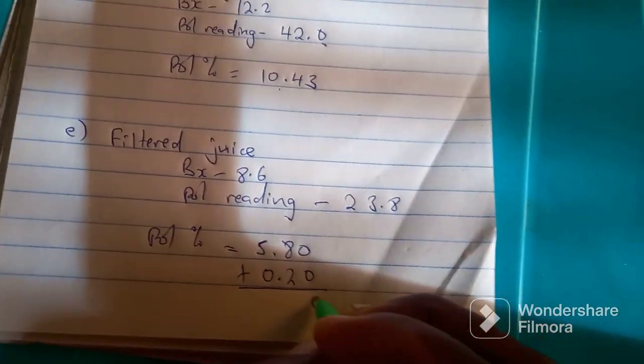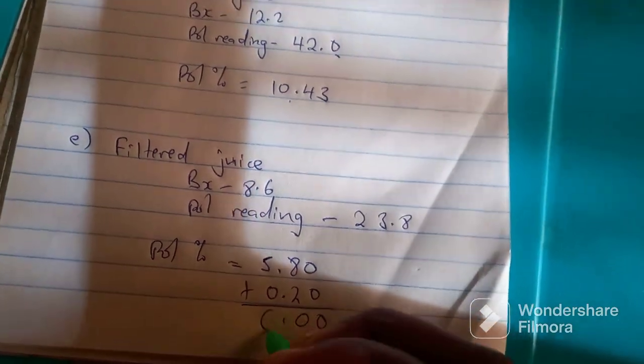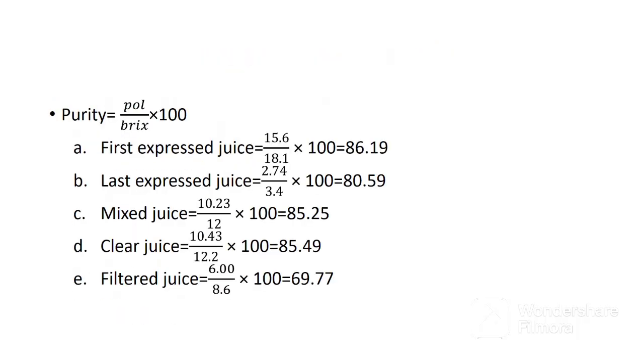After calculating pol percent of juices, the next step is to calculate purity. Purity is equal to pol over Brix times 100. This value enables us to determine if there is a decrease in sucrose in these juices. So for example, if you want to get purity of first expressed juice, you take 15.6, which is pol, over 18.1, which is Brix, times 100. So our purity will be 86.19.